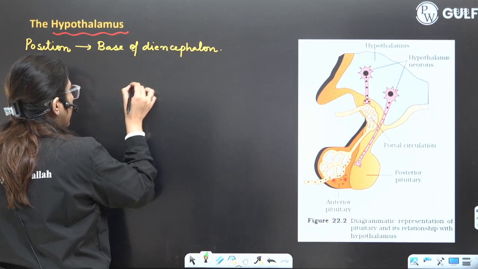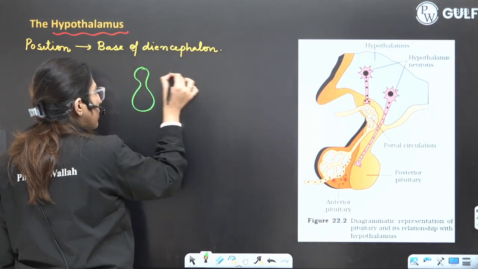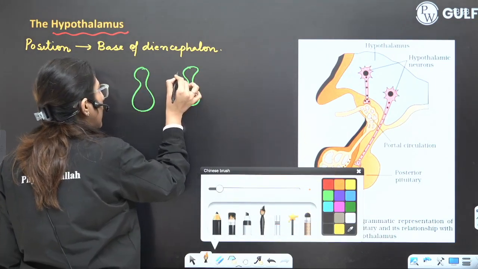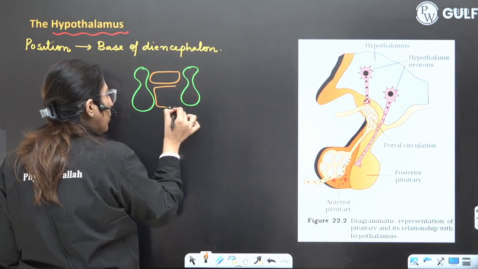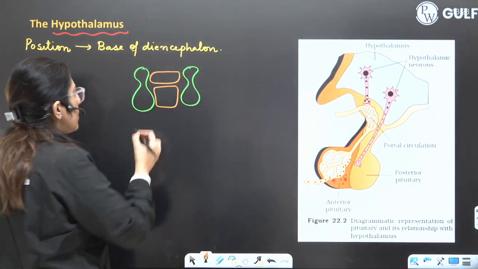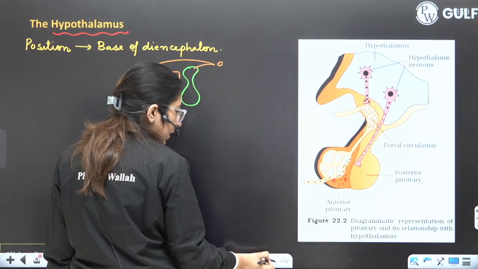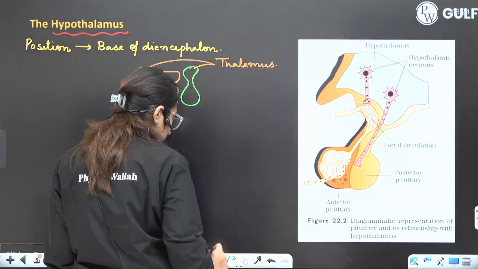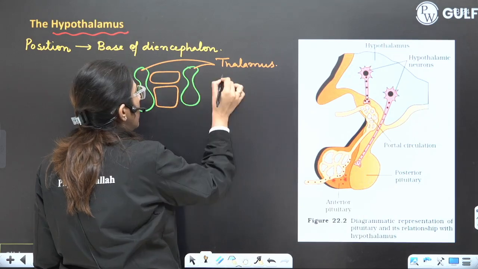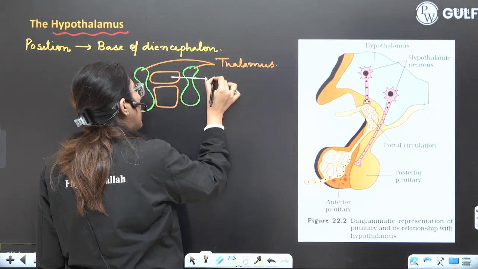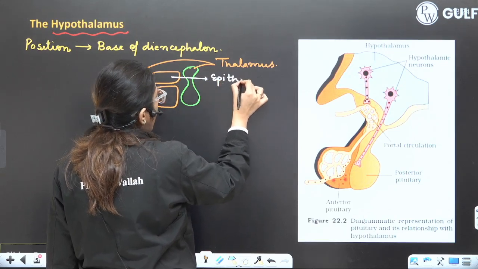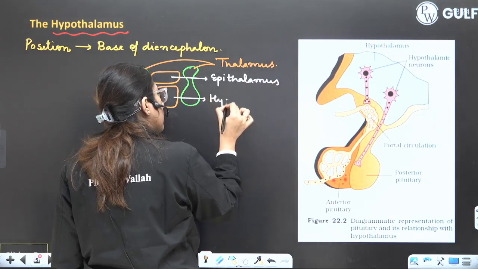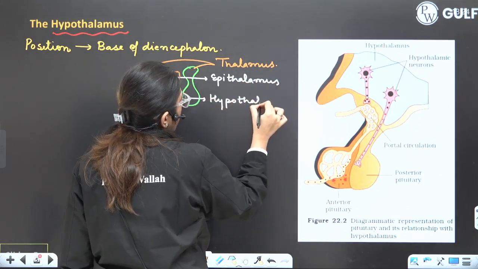Listen very carefully. This is the thalamus, a dumbbell-shaped structure. We have already done the chapter neural control and coordination. And this is how the epithalamus is present, and this is how the hypothalamus is present. What is this? This is the thalamus, the coordinating center. Whatever information goes to the cerebrum goes through the thalamus. This is the epithalamus. I'm just giving a rough diagram. And this is the hypothalamus.